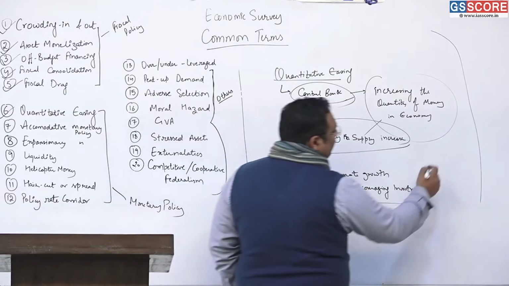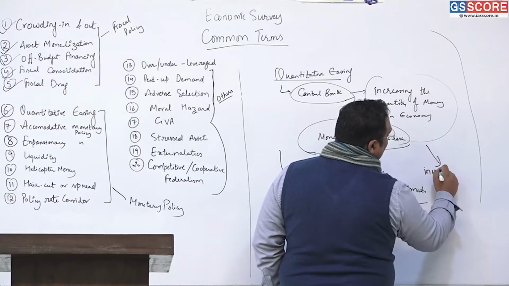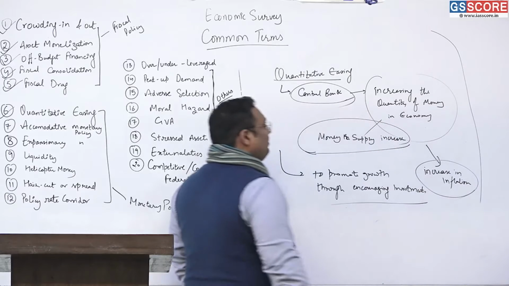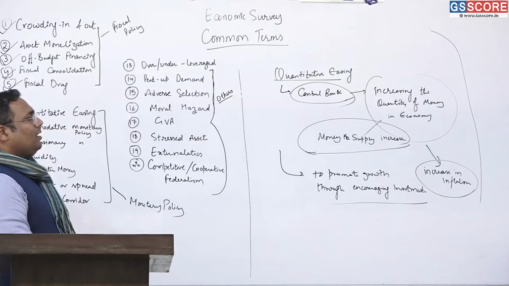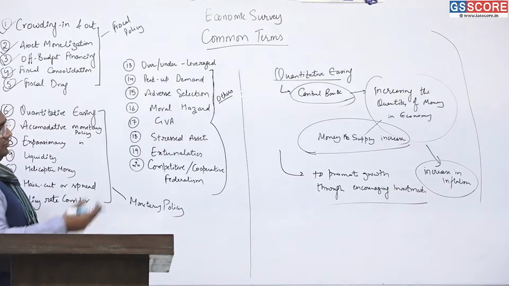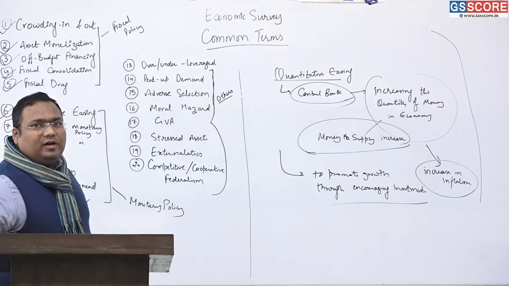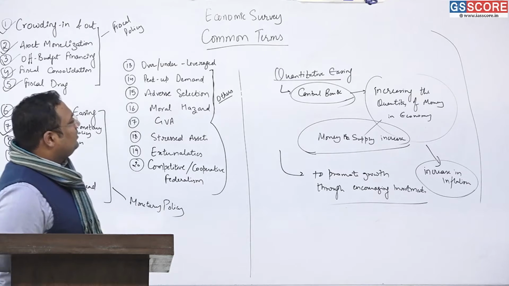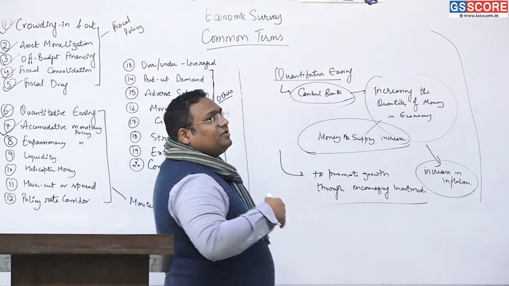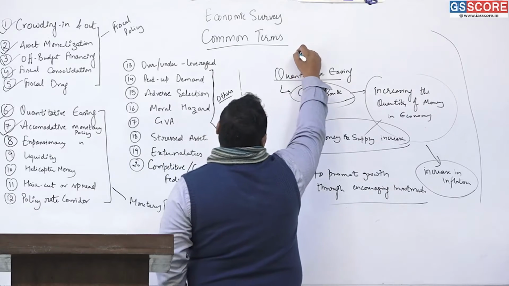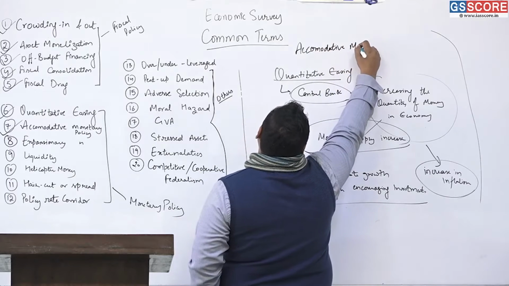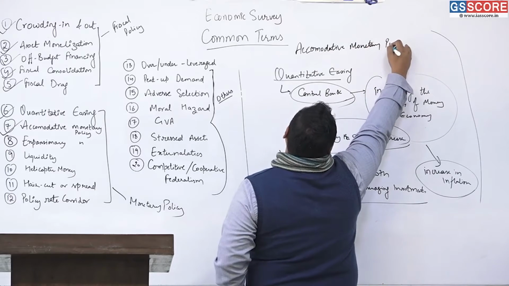But then there is a negative side, that this also leads to an increase in inflation. That is why we have to do a balancing. Otherwise, if there is no negative effect, we can't permanently do quantitative easing because there is a limit to it. Afterwards, it will lead to massive inflation. So this is quantitative easing. And a monetary policy which does quantitative easing is called accommodative monetary policy.